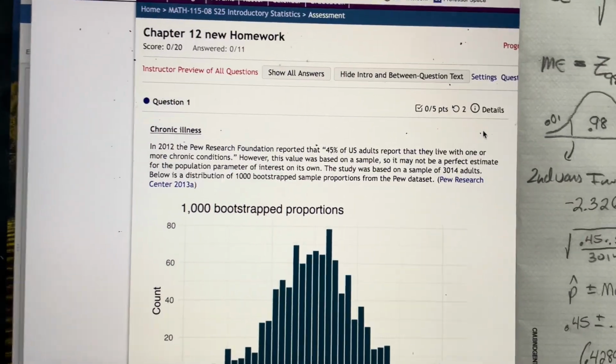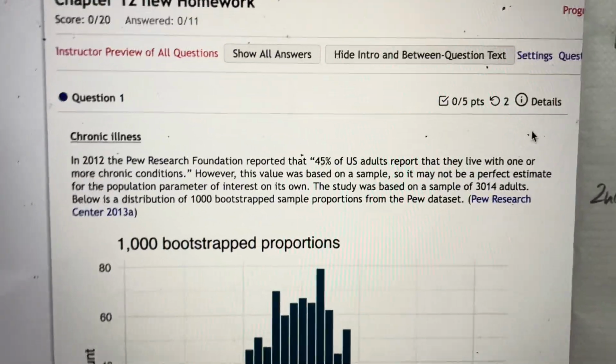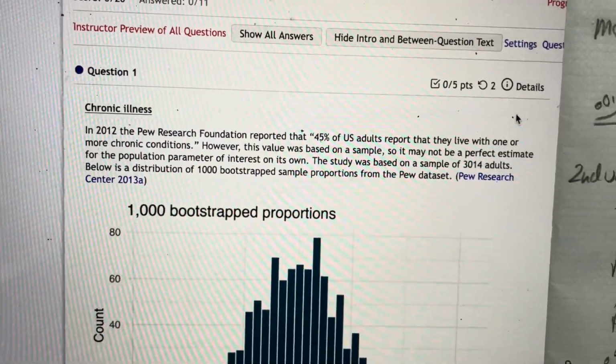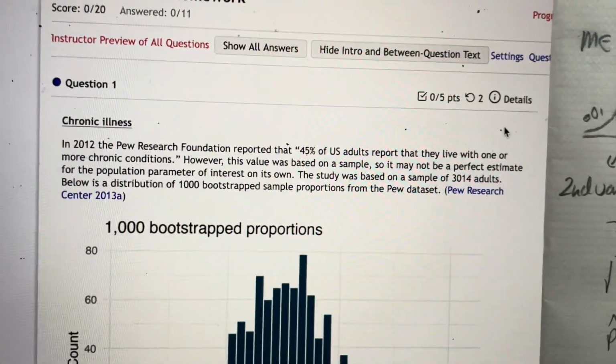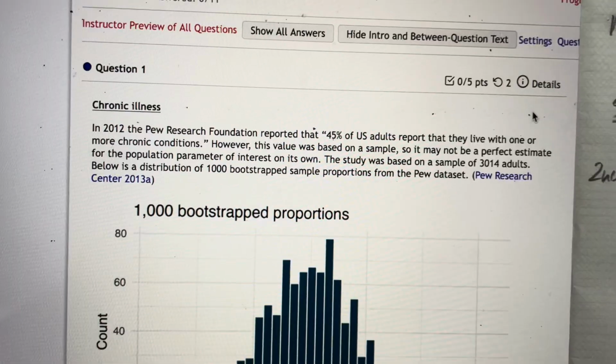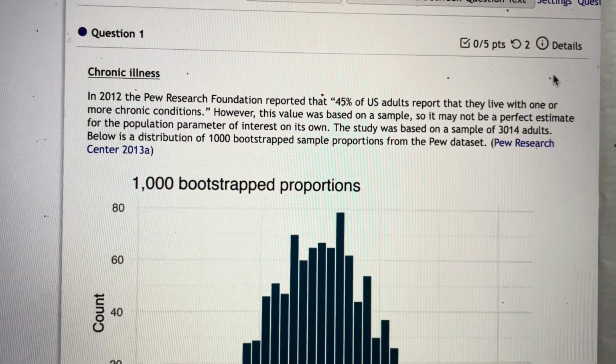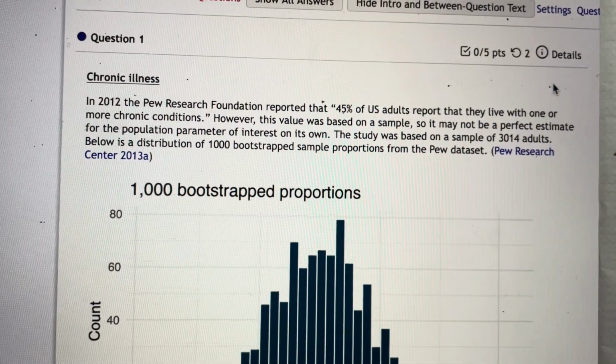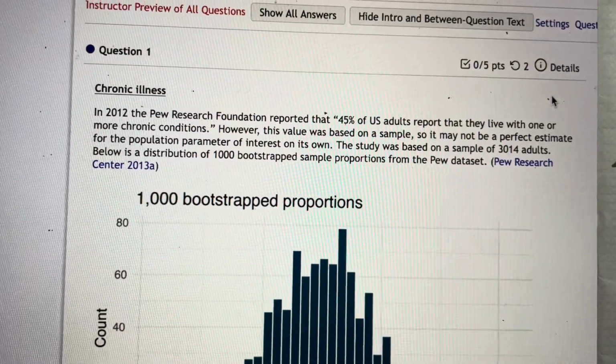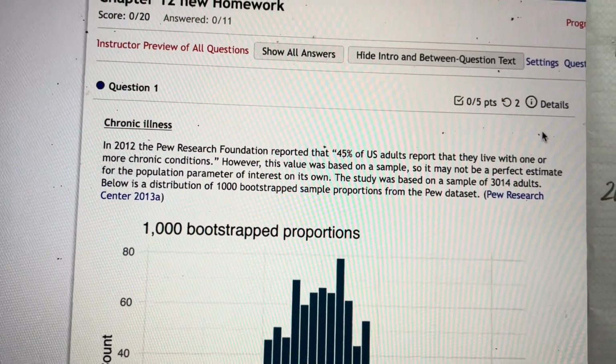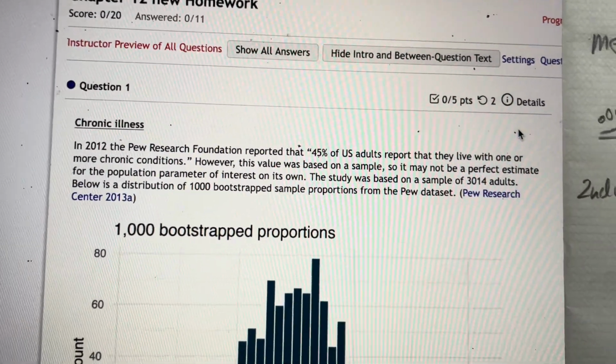Hi, everybody. So I've been asked to do question 1 from section 12. So just a real quick read through. In 2012, the Pew Research Foundation reported that 45% of U.S. adults report that they live with one or more chronic conditions.